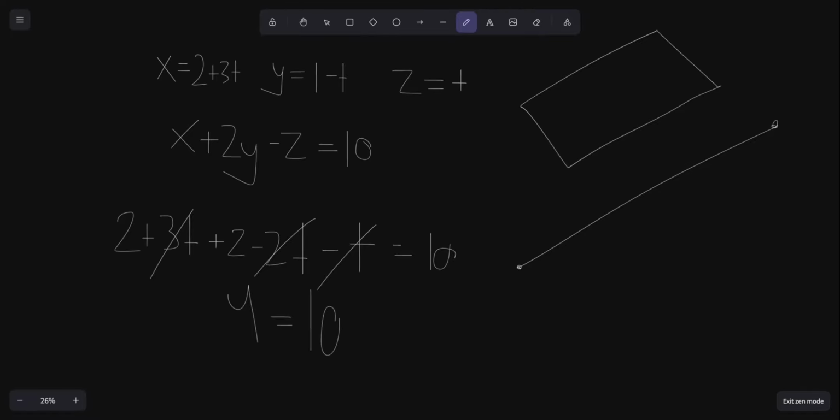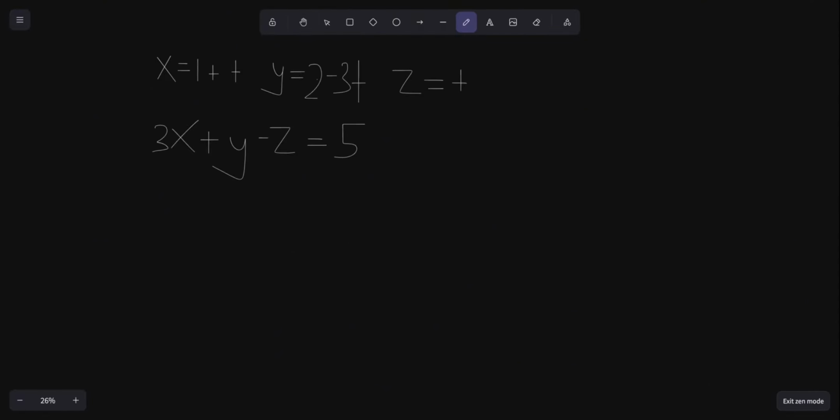Let's look at the final scenario. What if, instead of ending with a false statement, we end up with a statement like 10 is equal to 10? Let's look at an example of that. What if we're given an equation like this? Let's substitute everything in. So we get 3 plus 3t plus 2 minus 3t minus t is going to be equal to 5.